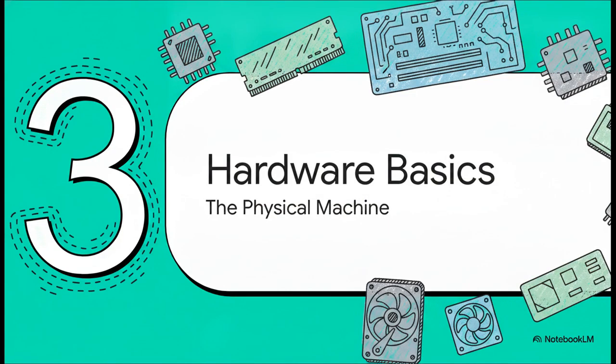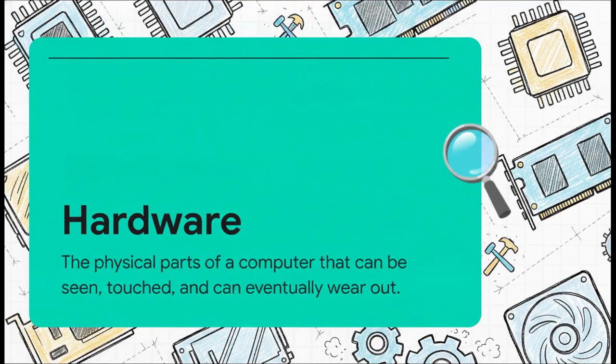Okay, on to Section 3, hardware, the physical machine, and what you can see and touch. So when we use the word hardware, we are talking strictly about the physical parts of a computer. Basically, if you can see it with your eyes and physically poke it with your finger, it's hardware. These are the components manufactured in a factory somewhere. And because they're physical objects living in the real world, subject to friction and heat, a huge defining trait of hardware is that it can and absolutely will wear out over time.